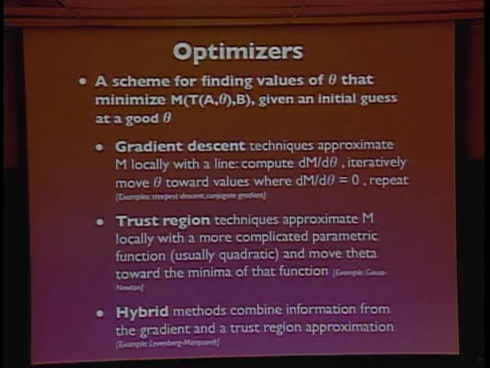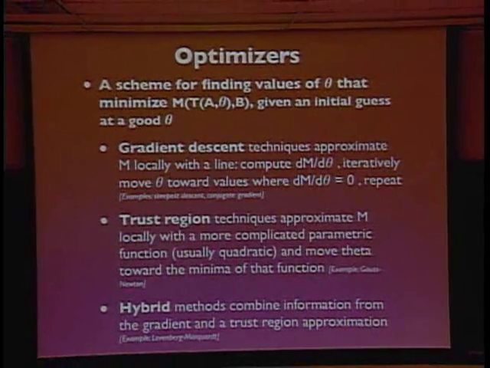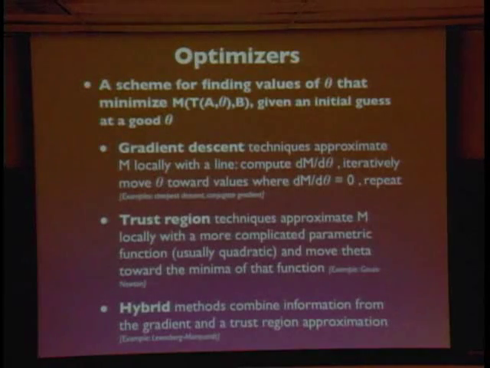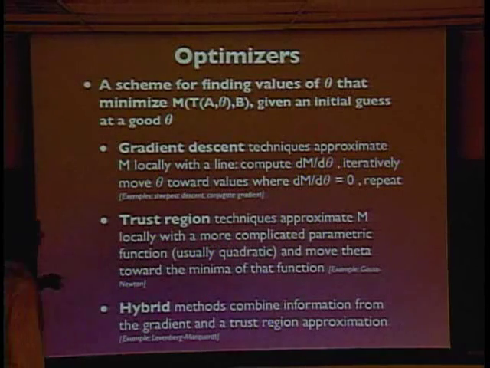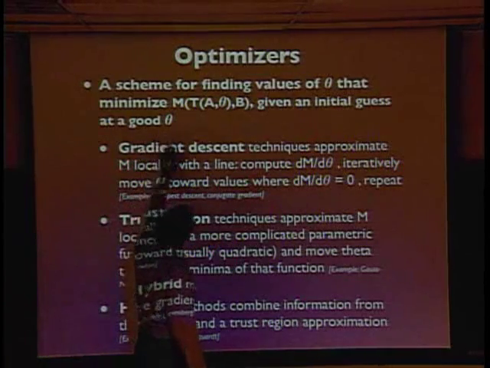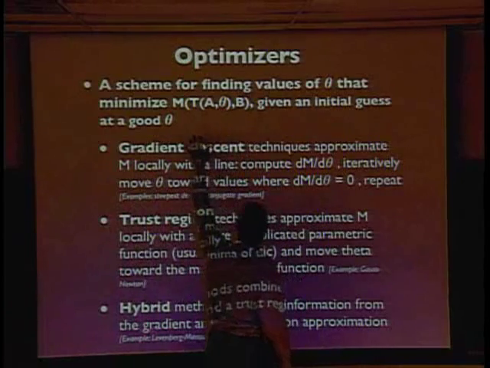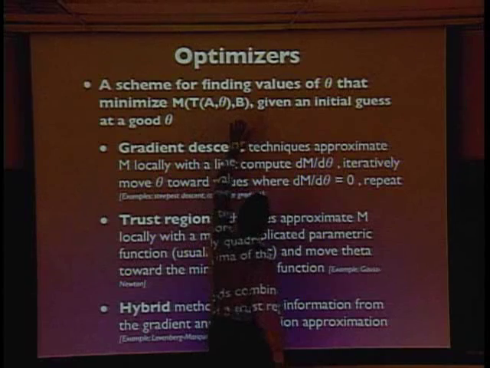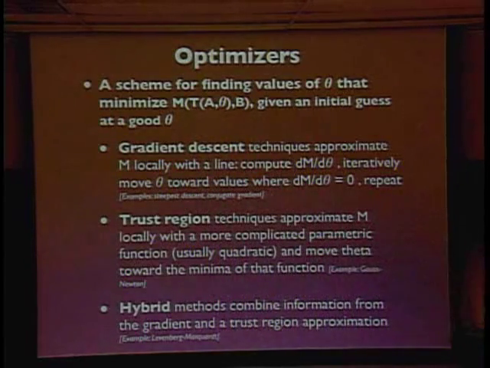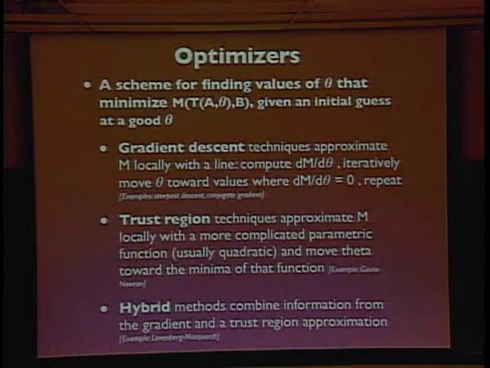So I've described optimizers in the past as being something like the black art of many of these image processing problems. You have a well-defined problem that you want to solve, which again is to find values of your parameters theta which minimize this metric, where the metric takes as input the transformed moving mesh and the fixed mesh, and you're given some initial guess too. There are ways to optimize this.